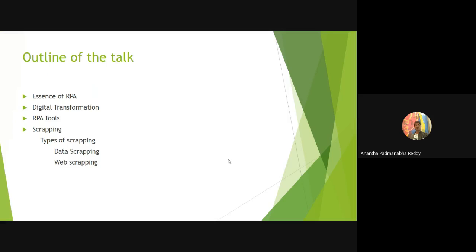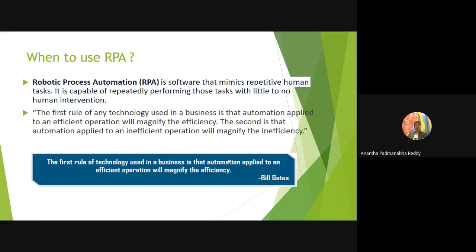So, just an outline. The essence of RPA, and also the digital transformation: what is the requirement of RPA? Next, RPA tools. There are more than 10, but I have touched only 3, which are more popular. Next, I have taken scraping, which we need to implement, and the different types of scraping. This is the overview of the talk. First I'll explain when to use it.